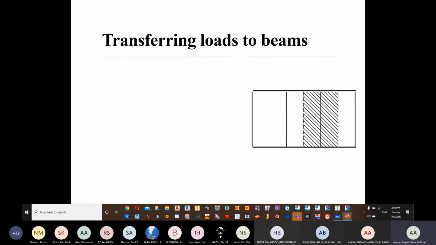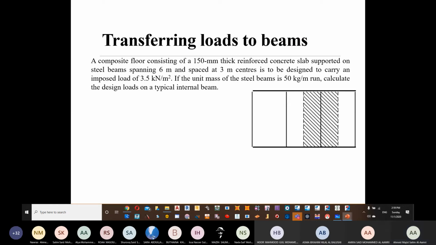Second question, question number 2. It says a composite floor consisting of a 150 mm thick reinforced concrete slab. No, we don't need that, because it's a UDL. Suleiman, it's a UDL. It should be along the length only. If you are multiplying it, then it will turn to be a point.